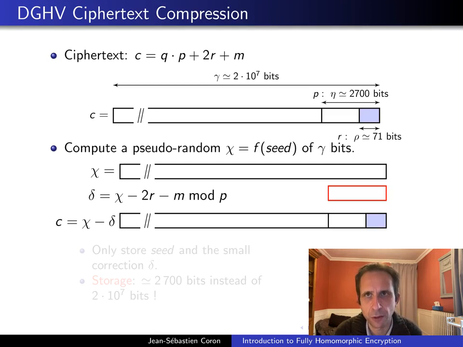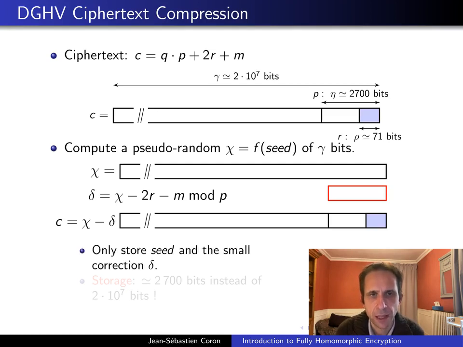For this, we simply compute this correction delta, in which we subtract from chi the quantity 2r plus m modulo p. And when we compute the difference, the new ciphertext C, which is the difference, then the difference modulo p becomes equal to 2r plus m. So this means that it is a DGHV ciphertext.